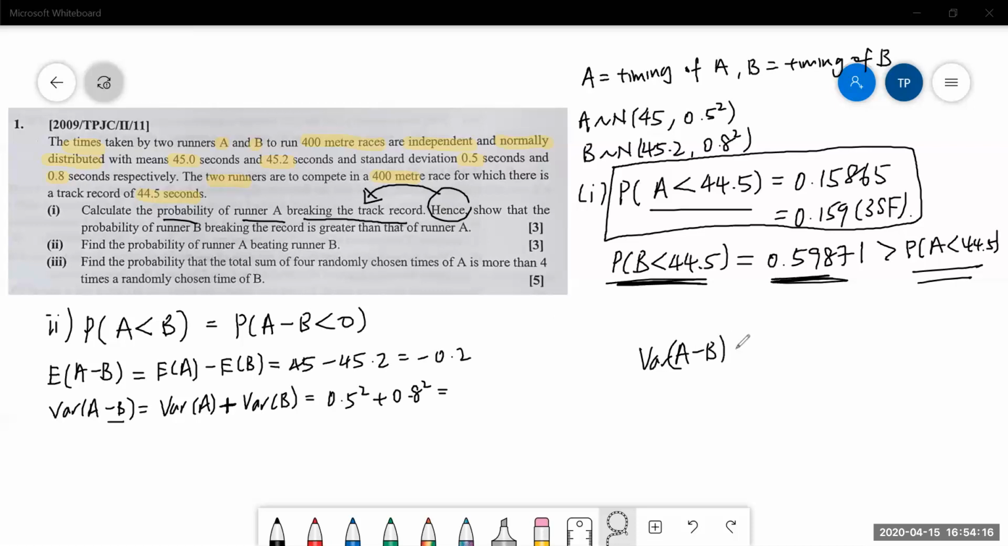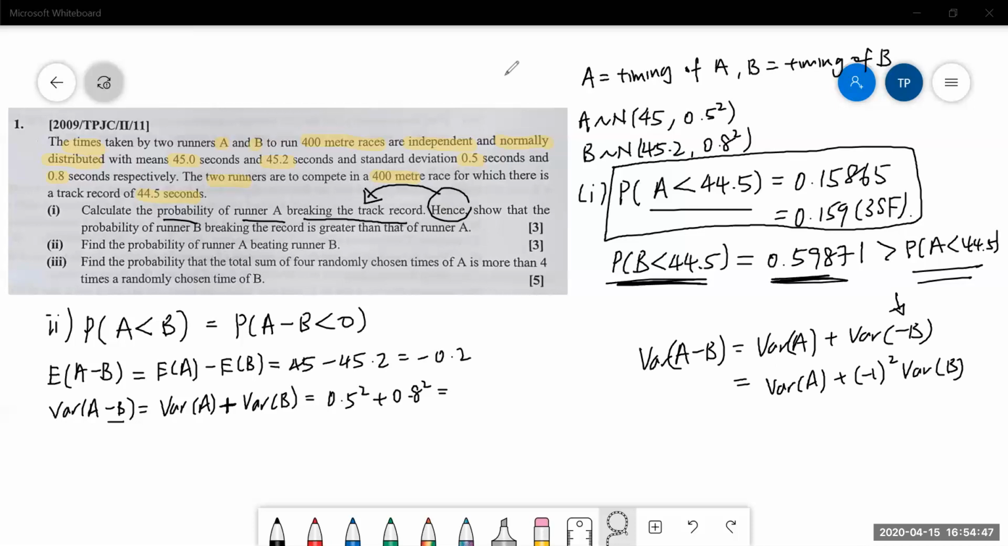Variance of A minus B is equal to variance of A plus variance of minus B. Then when you take out the negative, because there's a coefficient of -1 here, can you see? Yeah. So because there's a coefficient of -1 here, when you take it out, you get plus (-1) square. This is what is happening.